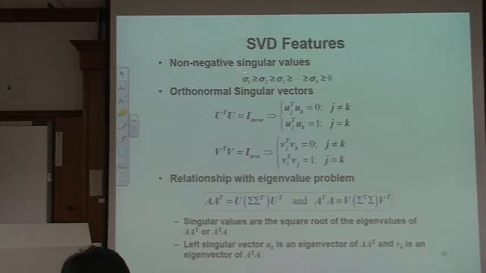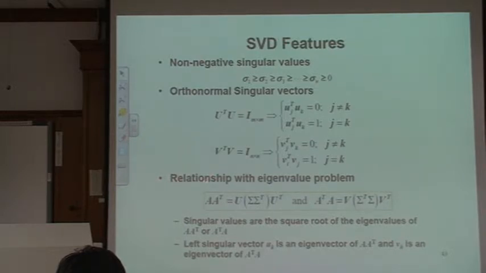So now the singular values are non-negative: sigma 1, sigma 2 and so on. If the matrix size is n, we can find n non-negative singular values, and also orthonormal singular matrices like this equation we showed here. Okay, we already saw this in the previous case.